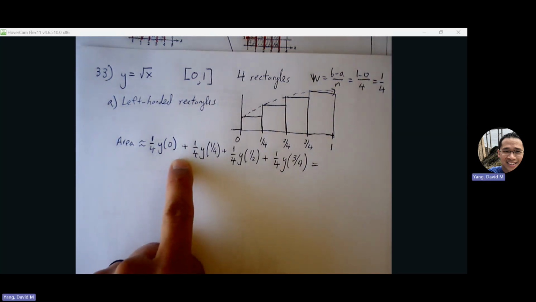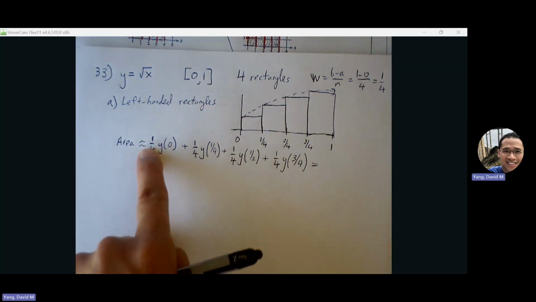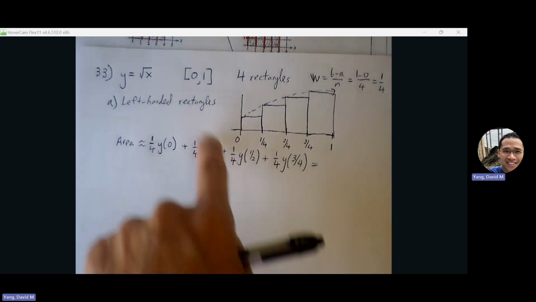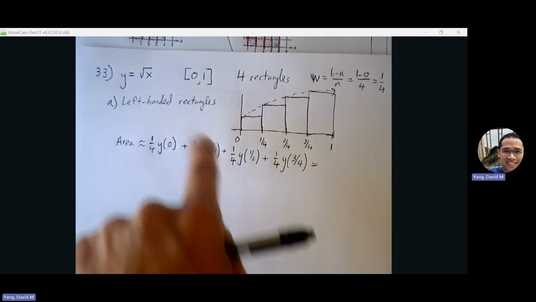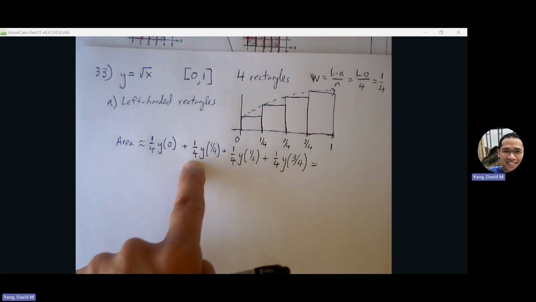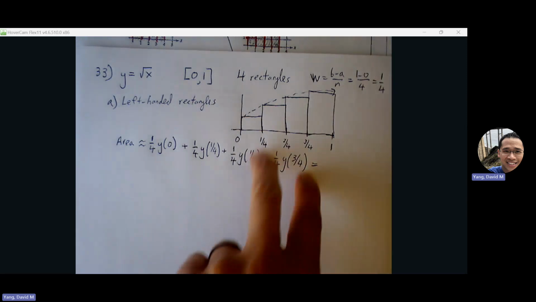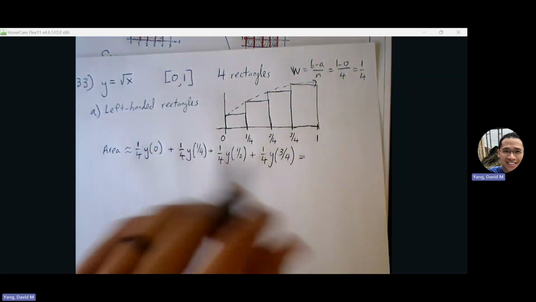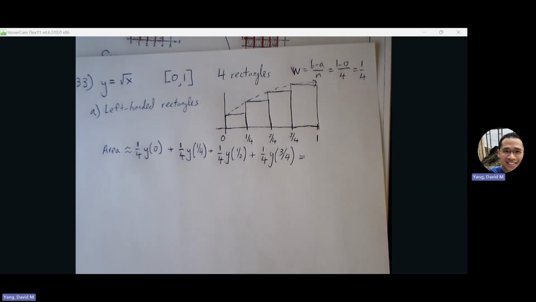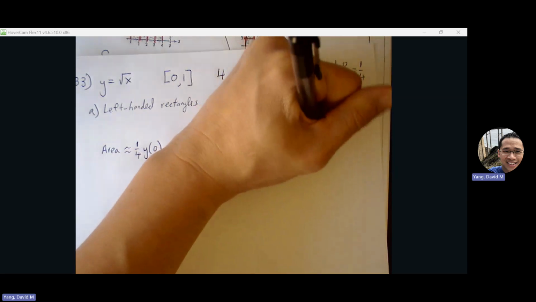And if I were to plug this in the calculator, I'll get 1/4 times 0, which is 0. The square root of 1/4 is 1/2. 1/2 times 1/4 is 1/8. I'm going to add all these up, right? Plugging them into the function one by one. And it's going to end up giving us 0.518. It's just an approximation.